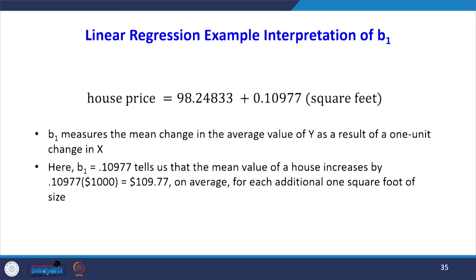But we are going to interpret the coefficient of square feet, that is x. So, B1 measures the mean change in the average value of y. Remember, the house price is the average value, it is not the exact value. So, it is the average value of y as a result of a 1 unit change in x. So, if the square feet is increased by 1 unit, what is the corresponding change in the house price? That is the meaning of the slope. So, here B1 equal to 0.10977 tells us that the mean value of a house is increased by 0.10977. In actual terms, it is $109.77 on average for each additional 1 square foot of size.